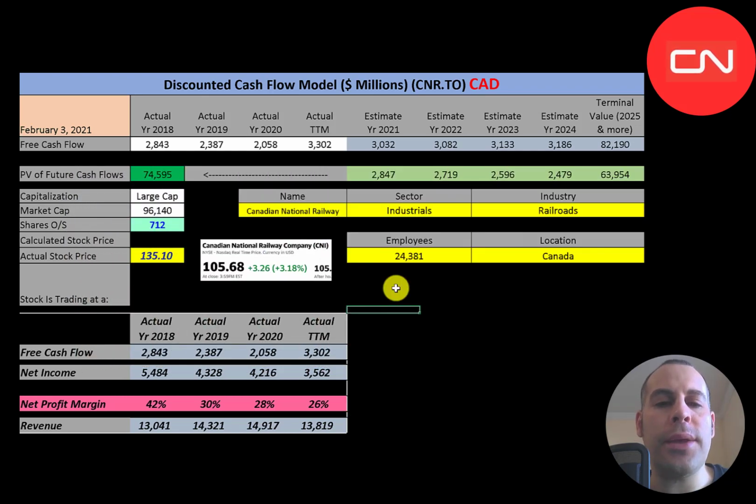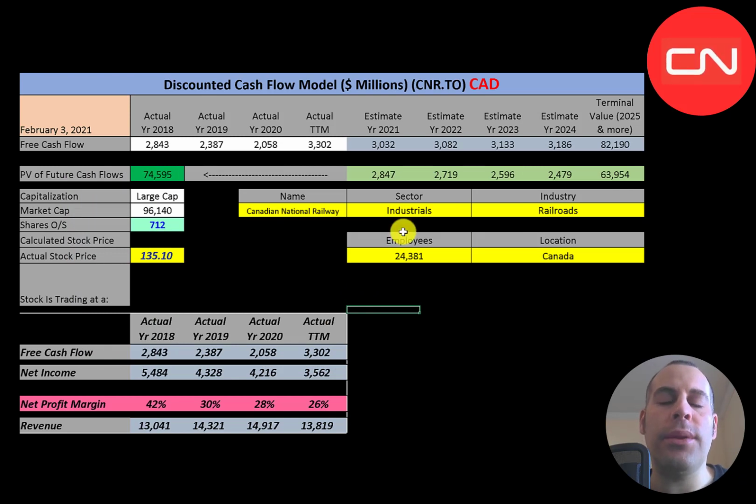This company trades on the NASDAQ. The ticker is CNI. We're going to look at the ticker that trades on the Toronto Stock Exchange. Let's get started with the model. This is a large cap company, 96 billion market cap. They're trading at 135 a share, and they have 712 million shares outstanding.